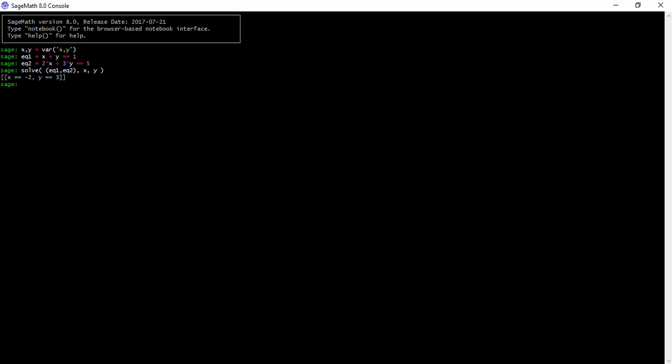Let's say we want to solve a system with 3 variables. In that case, we'll need 3 equations. So let's define our variables again. It's called x, y, and z. And for our first equation, let's say equation 1, x squared plus y plus z is equal to 1.